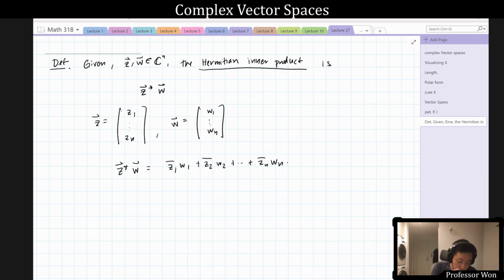Okay, so this will be the notion of dot product, but it's actually the Hermitian inner product that we'll use for complex vector spaces. Let me give a warning that this inner product does not behave exactly the same as the dot product, because there's a conjugate involved. So, warning: don't assume any properties.